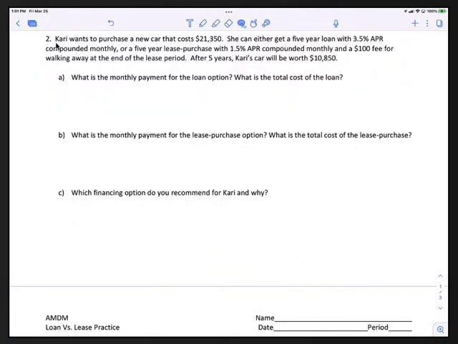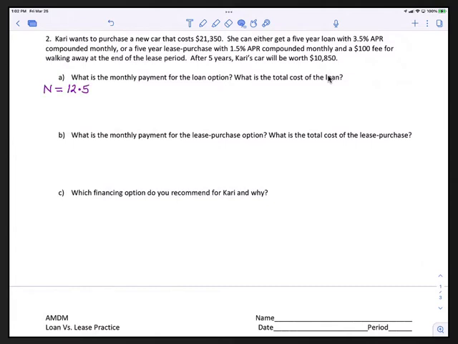All right, here's question number 2. It says, Kari wants to purchase a new car that costs $21,350. She can either get a 5-year loan with 3.5% APR compounded monthly, or a 5-year lease purchase with 1.5% APR, compounded monthly, and a $100 fee for walking away at the end of the lease. After 5 years, Kari's car will be worth $10,850. Question A, what is the monthly payment for the loan option? And then what is the total cost of the loan?